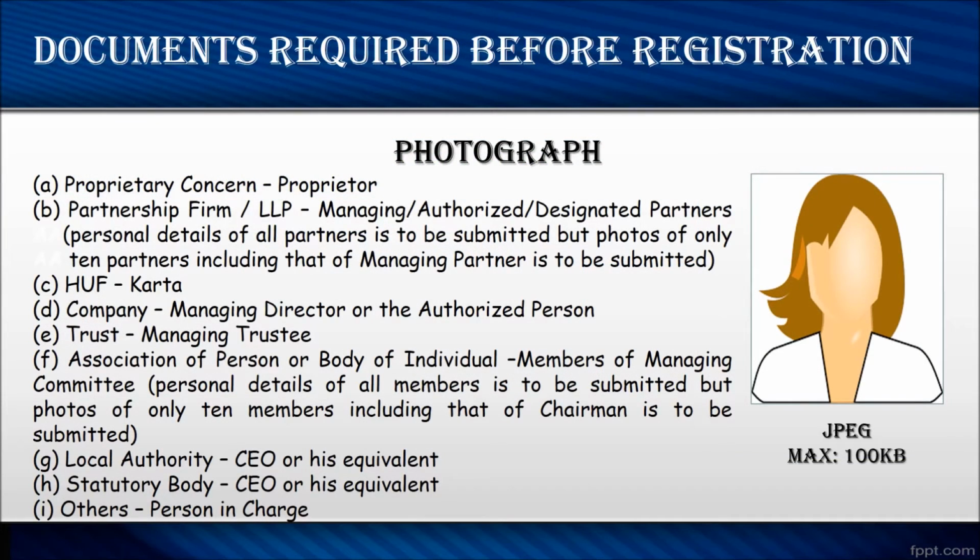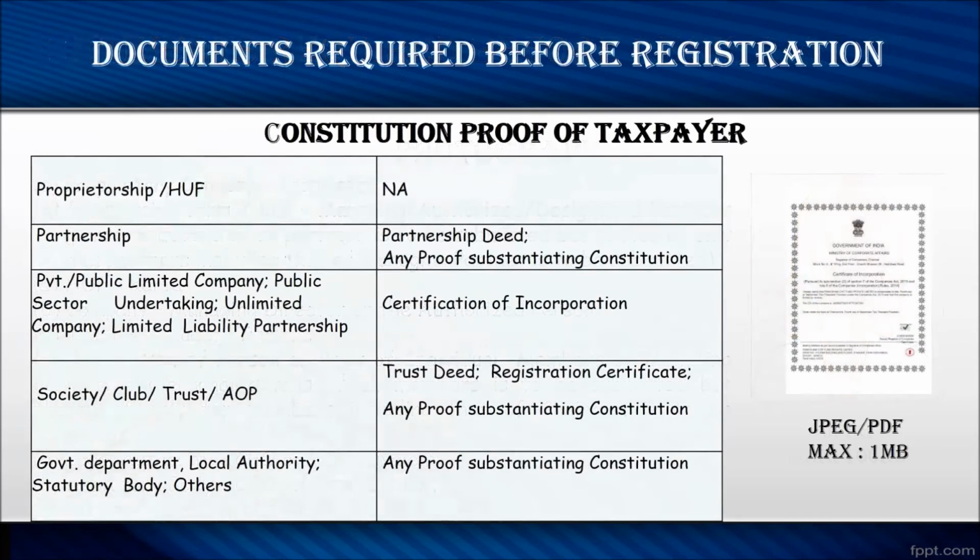Now, what are the documents required before registration? You need the photographs of your proprietors, partners, trustees, kartas, directors, etc. Rest you can see from the video. Now, as a constitution proof of a taxpayer, you need for partnership firm the partnership deed, for companies certificate of incorporation, for societies, clubs you need trust deed or any registration certificate, and for others you need any proof that is substantiating the constitution.